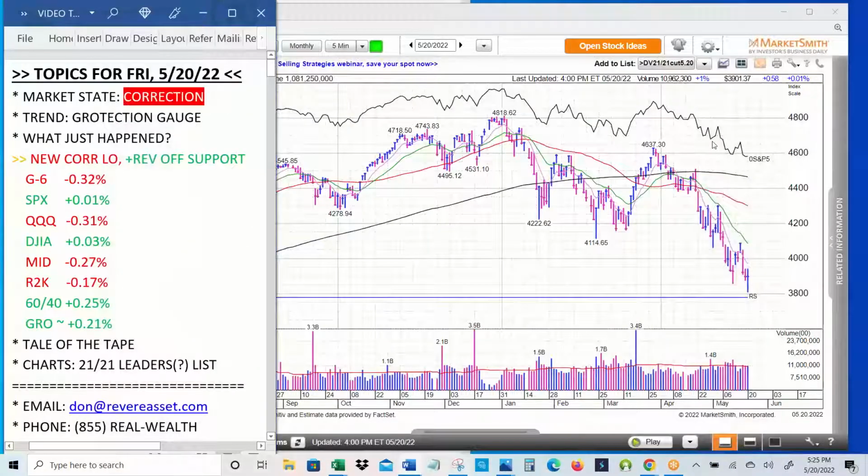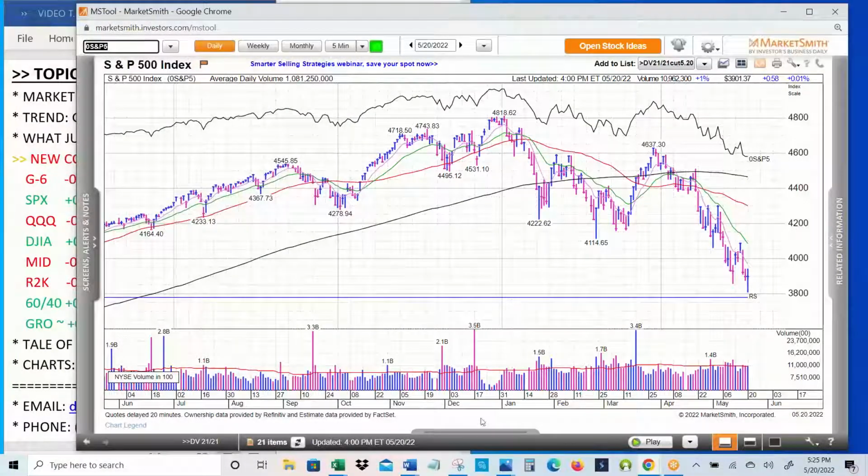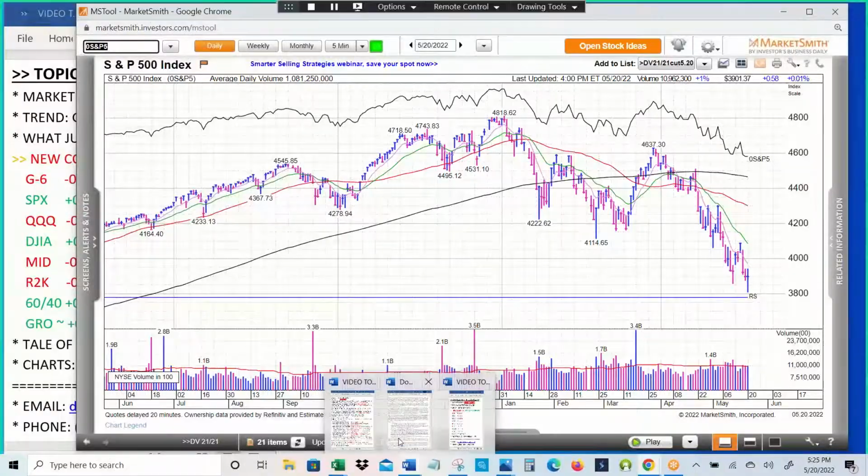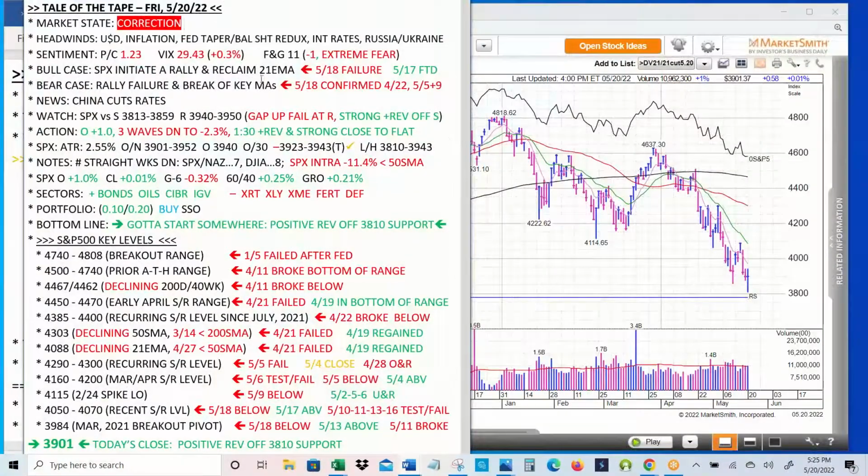So let's move on. S&P 500, we're going to start here, and we're going to bring up the tail of the tape. In a correction, the usual headwinds, nothing's changed there. Put call on the high side, we got up to 1.27 today, closed at 1.23. The VIX was over 32, almost 33 today, closed at 29.4 with the strong close. Fear and greed is at 11.